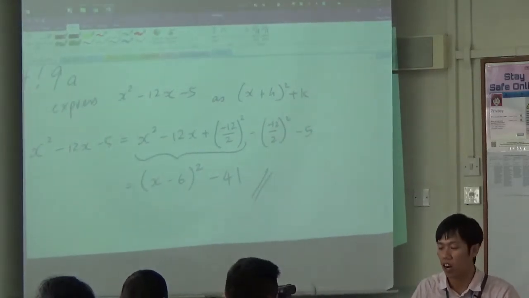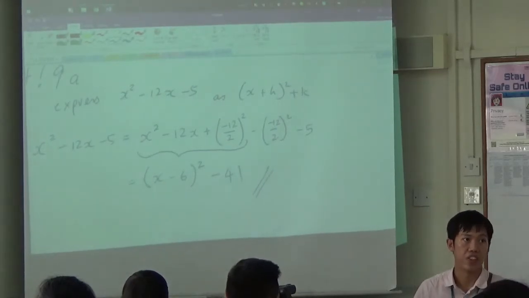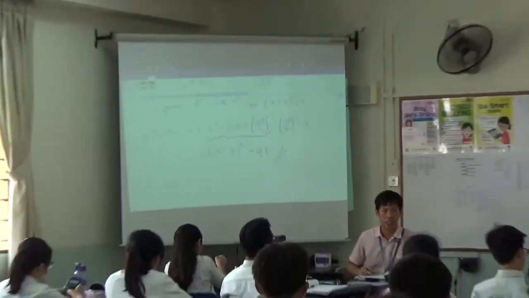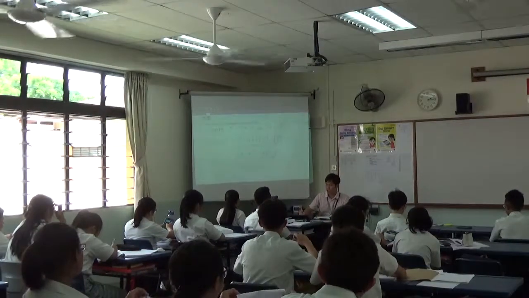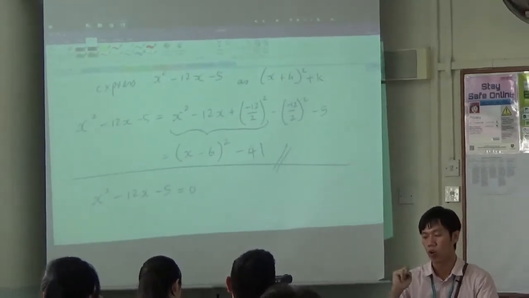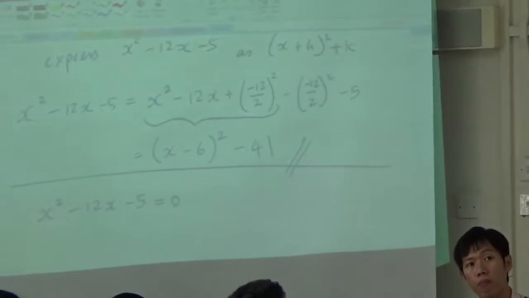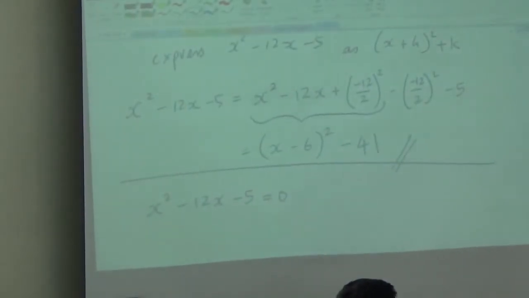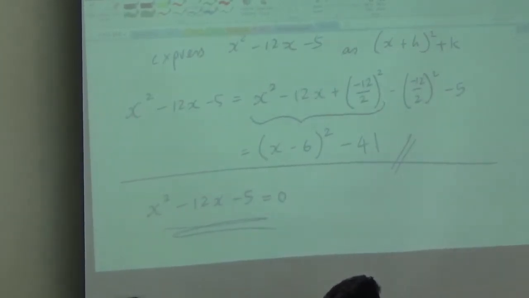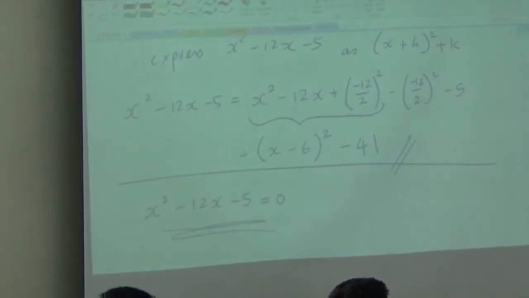Now this is the process of completing the square. Next lesson, which is tomorrow, I'm going to talk about what happens if the question looks like this: x squared minus 12x minus 5 equals 0. And then your job will be to solve this. Do you know how to solve this? How do we solve this? You mean factorize, right? Does it always work? No. Sometimes we cannot factorize. Then how? What are we going to do if you can't factorize it?